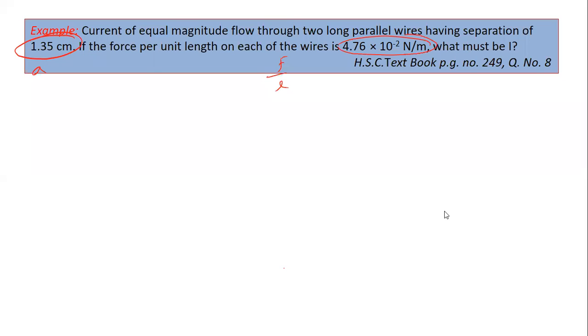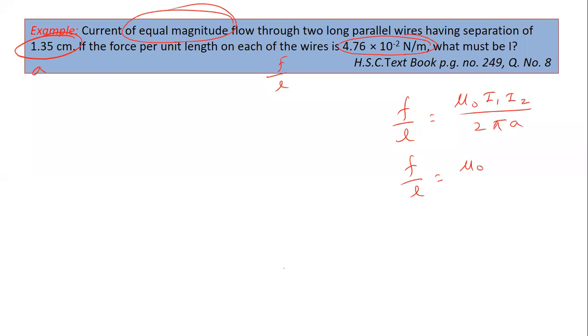So everybody knows the formula for force per unit length. Force per unit length is given by the formula mu 0 I1 I2 divided by 2 pi A. Here, current of equal magnitude means that I1 and I2 are both the same. So we can write force per unit length is mu 0 I square divided by 2 pi A.